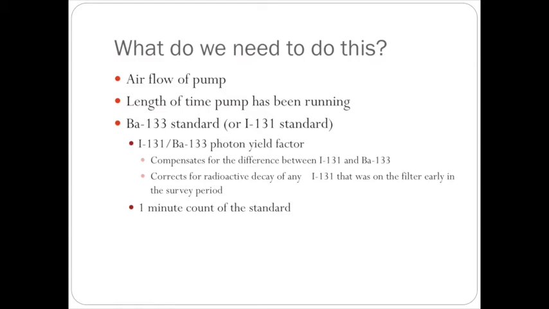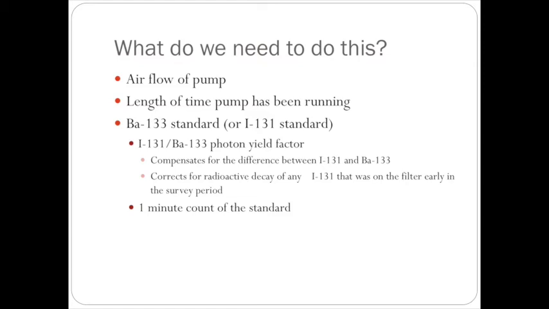So you'll see that all of the calculations for this have something called a barium or I-131 photon yield factor. And basically what that is, it's a correction factor. And it corrects for the slight differences between I-131 and barium in terms of efficiency, but more importantly, it's going to kind of bump up our calculated value to make sure that we compensate for any radioactive decay that actually occurred during the survey period. And so you're going to see that your barium or iodine photon yield factor is always some number greater than 1.